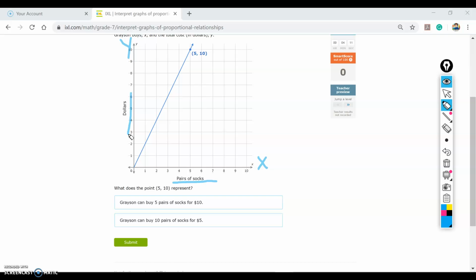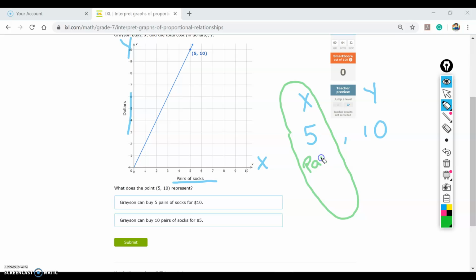Now look at the point given there, which is 5, 10. So I'm actually going to write it here, 5, 10. The 5 is the x coordinate, and the y coordinate would be the 10. I want you to check one more time what the x is talking about. Yes, about the pairs of socks. And check how the y coordinate, which is the 10, is talking about the dollars.